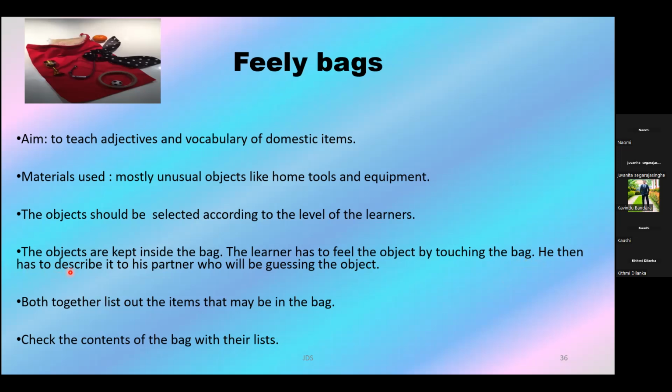He then has to describe it to his partner, who will be guessing the object. Now I will just touch the bag and say, it has a long handle. It is a hard object. Its shape is like that of a T. It's made of a hard substance. Then the other one has to guess it.